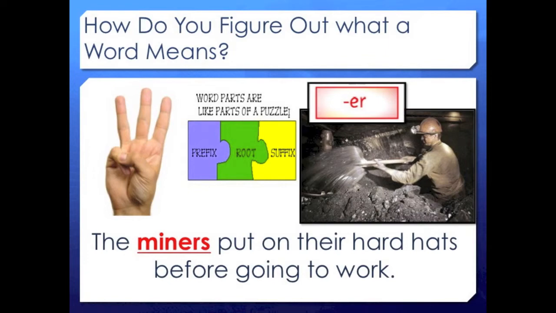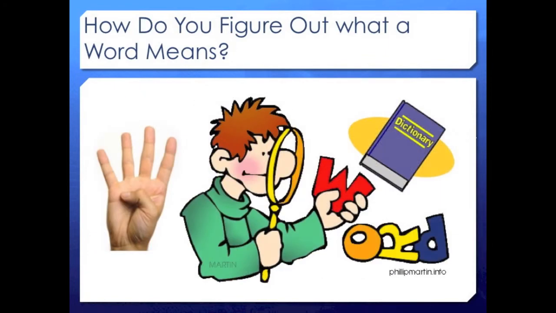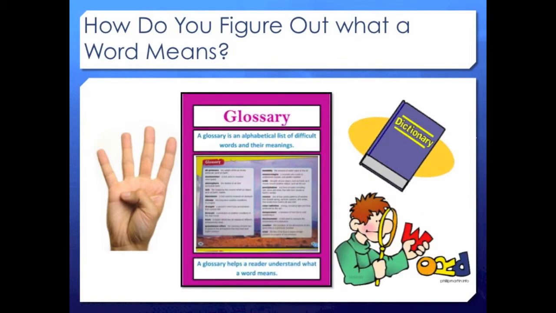Lastly, why don't you look it up? If you can't say the word, the context clues aren't working for you, and word parts aren't working, look, all you have to do is look it up. You can find the word in a dictionary, either a book or online, or you can use the glossary in the back of the book.